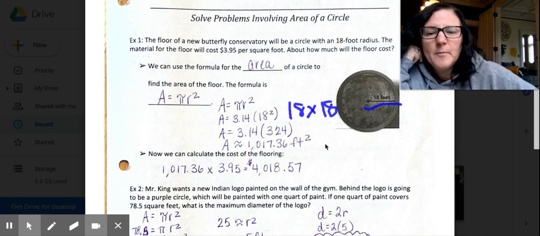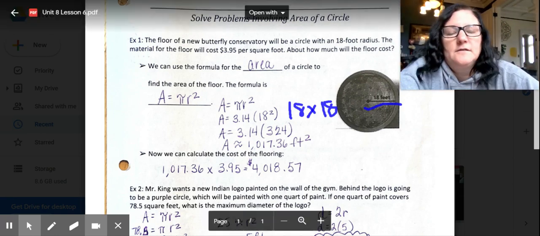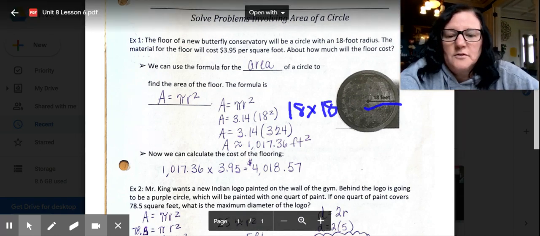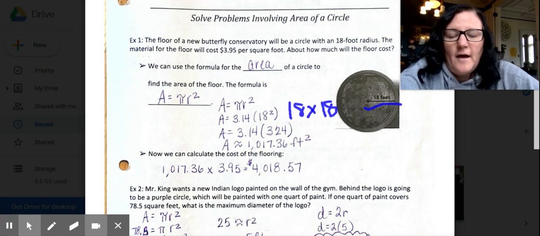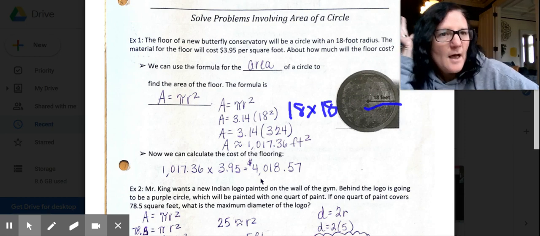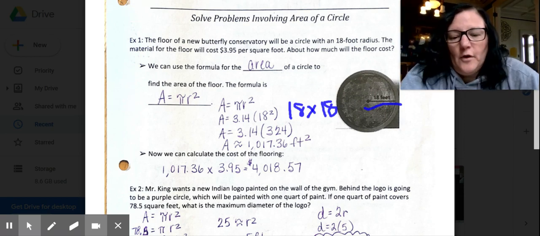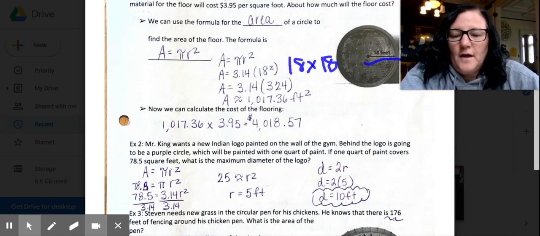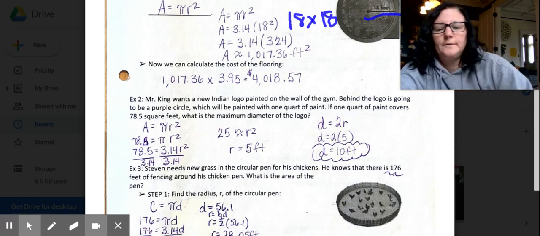Okay, in the problem up above, it said that they were trying to figure out the cost for the floor. And as you can see here, it was $3.95 per square foot. So they took their area, they multiplied it by 3.95, and got $4,018.57. I didn't give you any of the hard problems for your homework. A lot of yours are just going to be finding the area. So let's do another one.